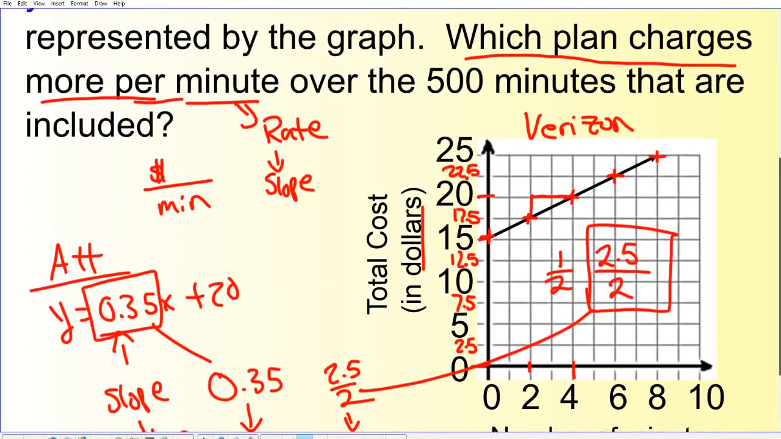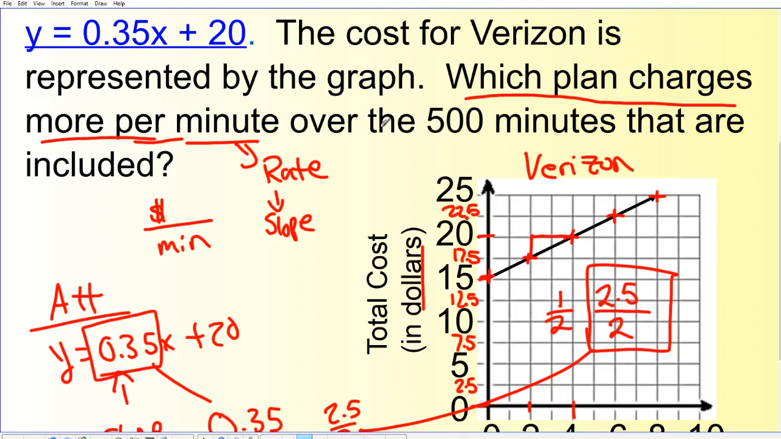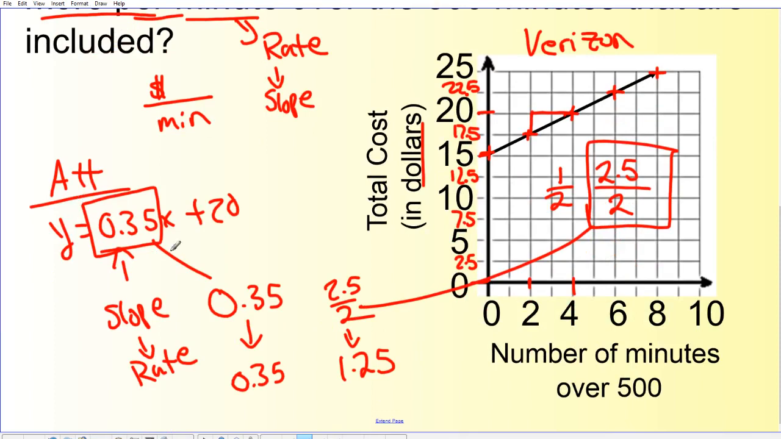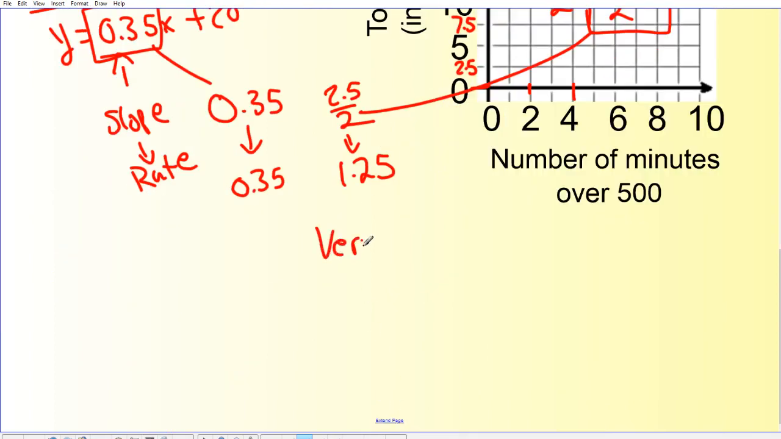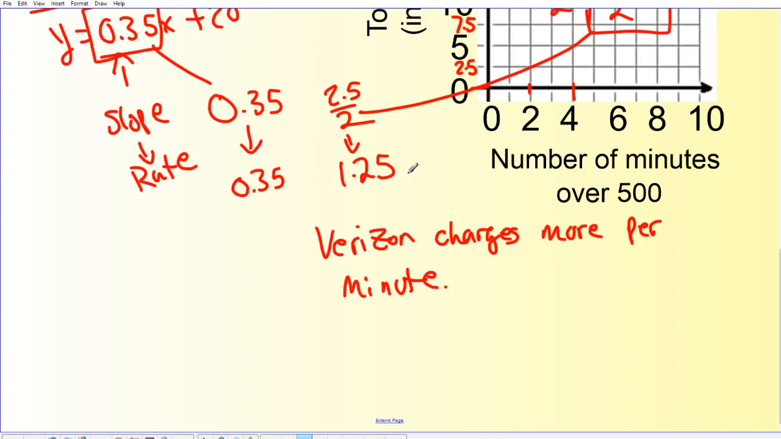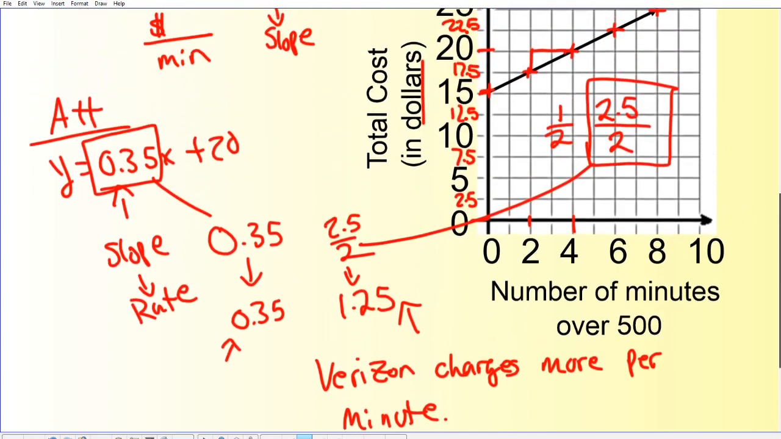The question was, which plan charges more per minute over the 500 minutes that are included? Who charges more per minute, AT&T or Verizon? Very clearly, Verizon charges more per minute. And we know that because Verizon charges $1.25 per minute. AT&T charges 35 cents per minute. Now, before you get all up in arms, these are not real numbers. These are made up numbers just for an example. It's more likely the two companies are very, very close to the same. But for the sake of this example, Verizon charges a lot more per minute than AT&T. Okay. So we are looking at, again, a rate, a ratio, a speed, a slope.